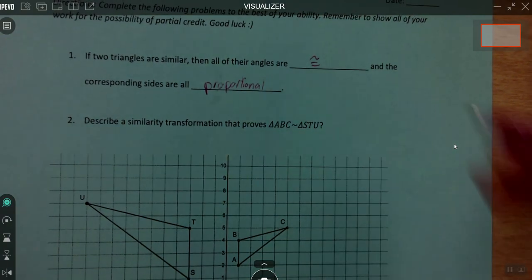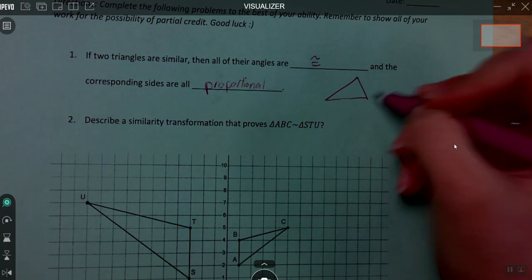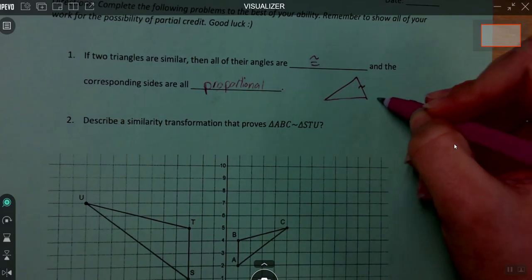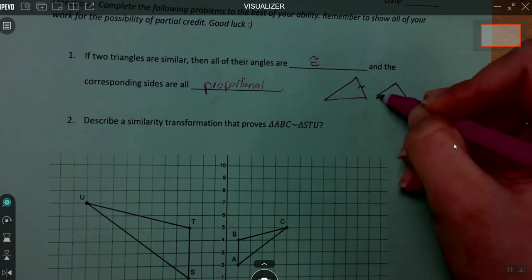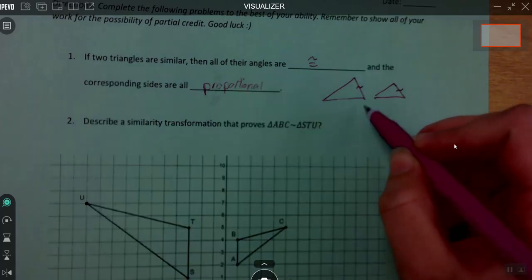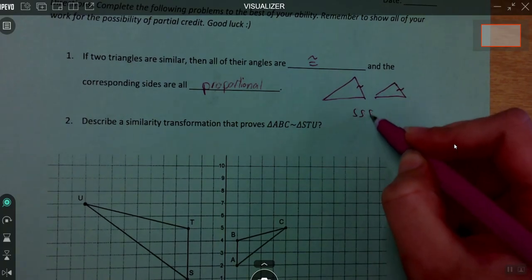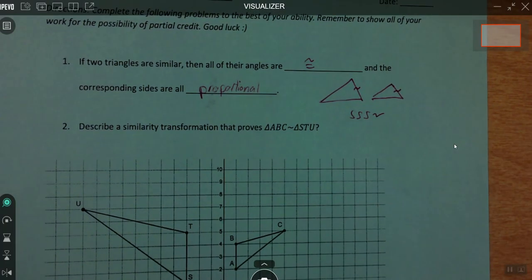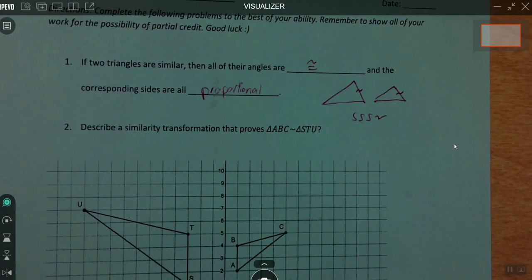So if I talk about a triangle, I can say this side is proportional to this side. If they all have proportional sides, then we have similar, side-side-side, and those are similar triangles. So like figures are similar, sides are proportional. Okay.